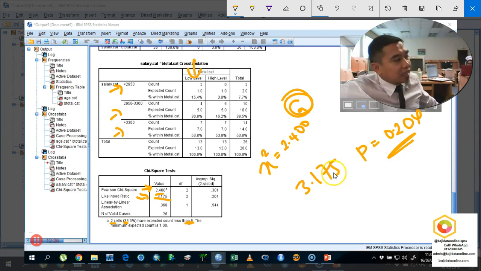It is more or less than alpha? Reject or fail to reject null hypothesis? Fail to reject null hypothesis. Therefore, you make a conclusion there is no significant difference of the distribution of the proportion for the salary group and also for those who are having the level of awareness group. That's all. Thank you very much.